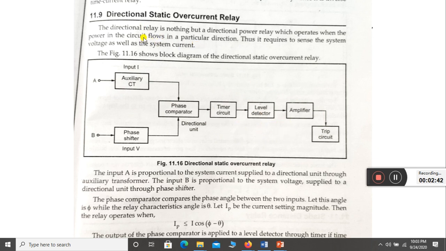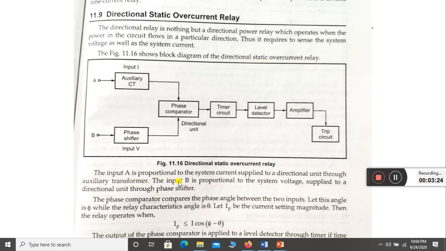The same thing is written here: a directional relay is nothing but a directional power relay which operates when the power in the circuit flows in a particular direction. A particular direction means we have to compare the phase difference between two quantities. Thus it requires sensing the system voltage as well as the system current. In this case, this is the voltage and this is the current. This is the block diagram of the directional static overcurrent relay.